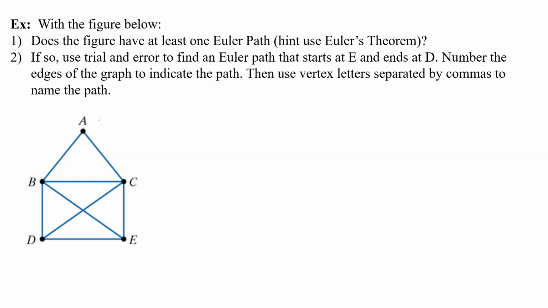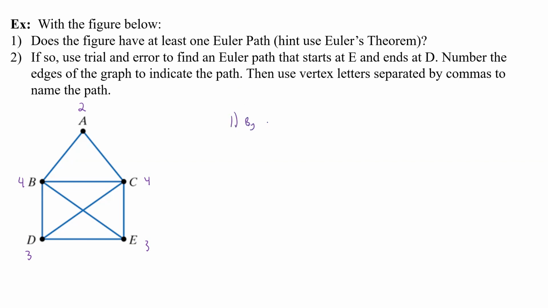All right, so again, first things first, let's figure out the degree of each of these vertices. So we have 1, 2, so that has 2. Here we have 1, 2, 3, 4, so that's 4. Here we have 1, 2, 3, so that's a 3. Here we have 1, 2, 3, so that's 3. Here we have 1, 2, 3, 4, so that's a 4. Now, remember, if it has exactly two odd vertices, which we have, 1, 2, then it's going to have at least one Euler path. So yes, it's going to have at least one Euler path.